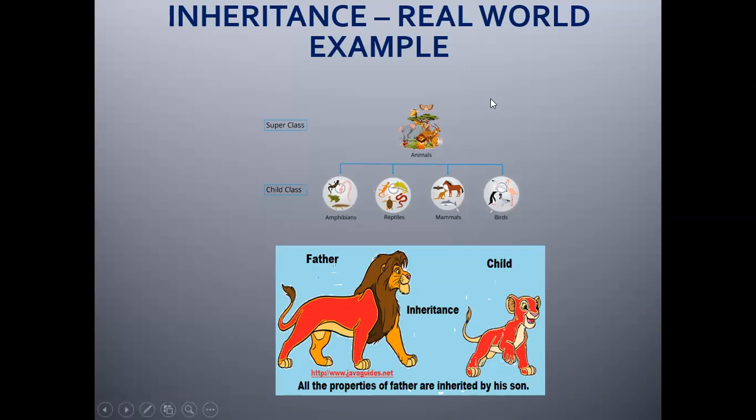Here we have a collection of animals, which is a superclass, and we have 4 child classes: amphibians, reptiles, mammals, and birds. Look at this one. This child lion is inherited from the father lion. That is, all of the properties of the father are inherited by his son.